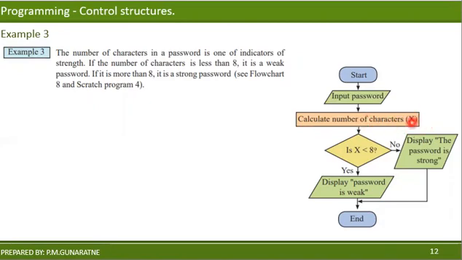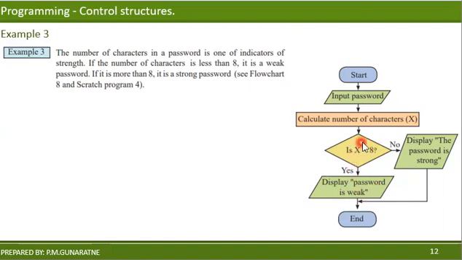Now you have that as x, right? x is the number of characters. Then we are verifying whether x is less than 8. The given parameter is 8. Here they have said less than 8. We are comparing it like this, whether x is less than 8. If it is yes, that means it is less than 8 characters, which is a weak password. So we display it is a weak password, right?